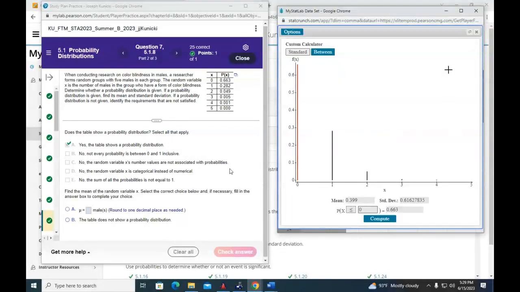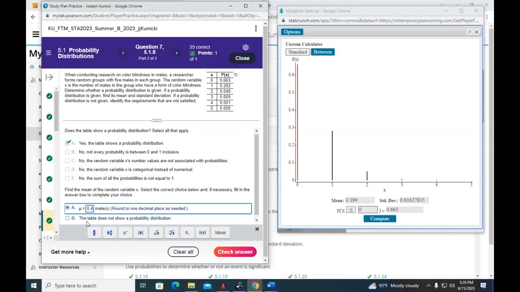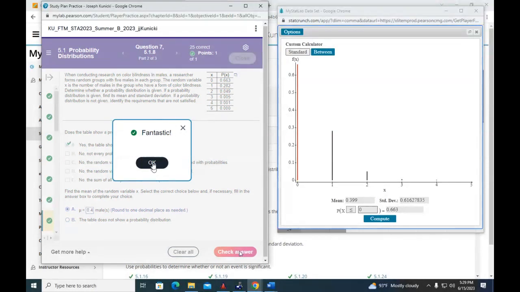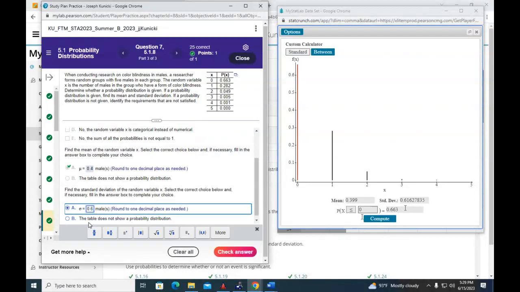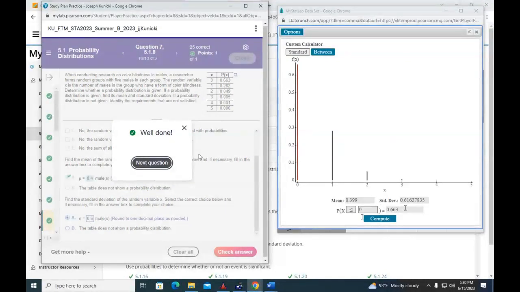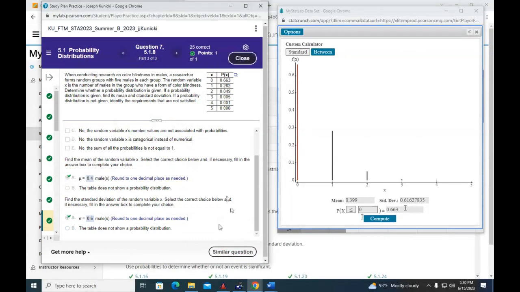So they want to know mu to one decimal place, so it's 0.4. Okay? See, if I would have multiplied and added them up like I did there, that's what I would have got, 0.399. And then the sigma is 0.6 to one decimal place. I don't know why they just want one decimal place, but that's all they care about.